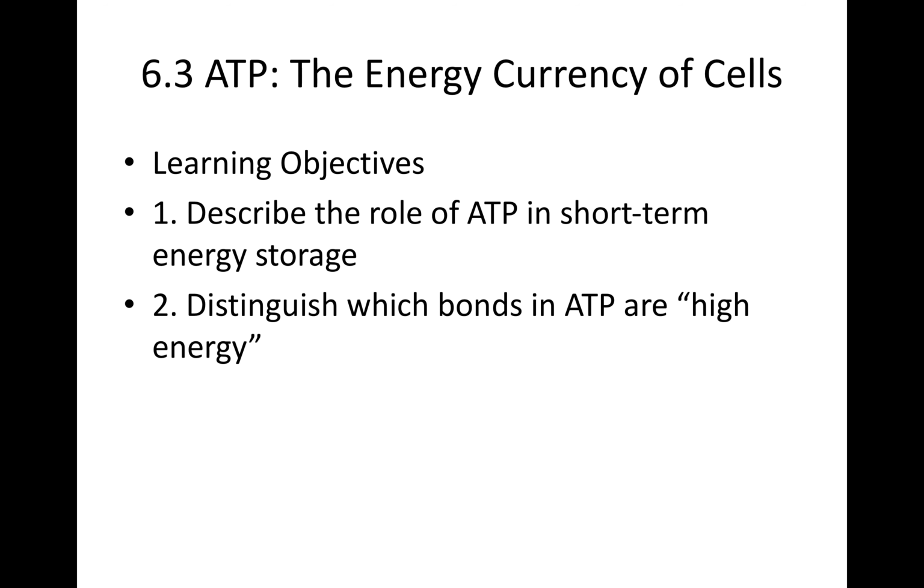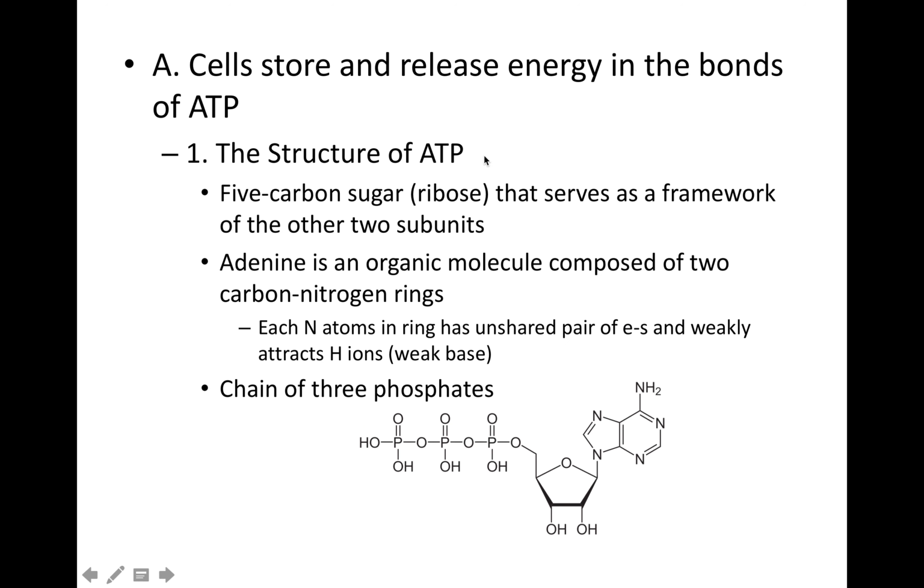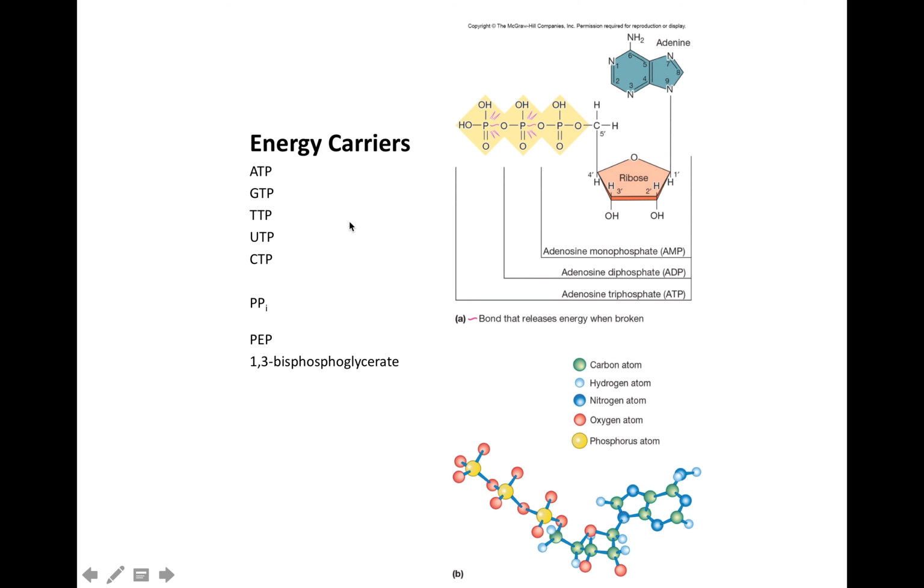Okay, 6.3, ATP, the energy currency of cells. Talk about the role of ATP in short-term energy storage and then distinguish which bonds in ATP are high energy. So ATP stands for adenosine triphosphate, and it is the chief currency that all cells use to carry out life processes that powers almost every energy requiring process that cells do. It's made up of 3 phosphate groups, a ribose sugar, and then an adenine nitrogen base. So the structure of ATP, there's my 5-carbon sugar ribose, and then we have adenine, and then the 3 chains of the phosphates. And just recognize that there are different forms of energy carriers that cells can use, but ATP is the chief one. When we get to glycolysis, we'll talk about GTP, PPi, PEP, and 1,3-bisphosphoglycerate.